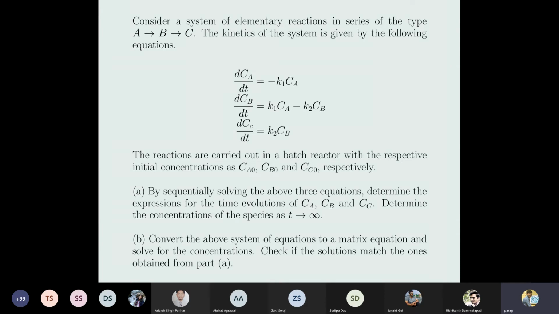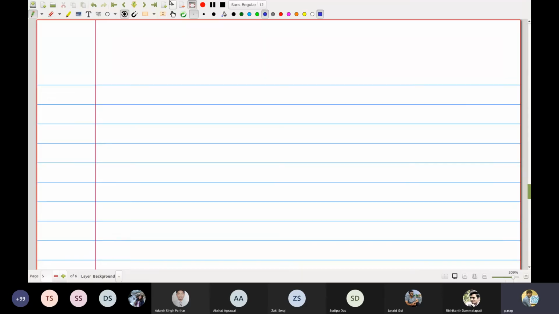Okay, fine. So by sequentially solving the above three equations, determine the expressions for time evolutions of Ca, Cb, Cc, and determine the concentrations of the species at time t tends to infinity. Well, this should not be very difficult.